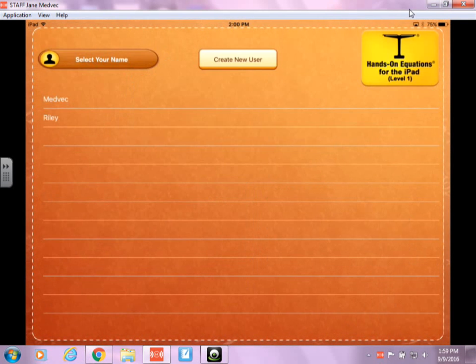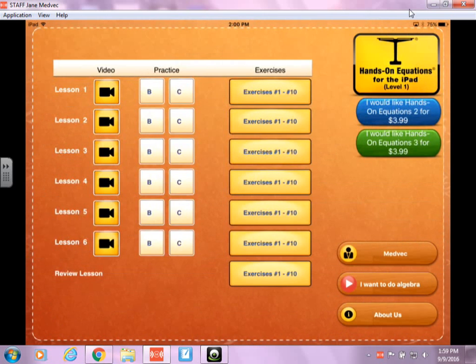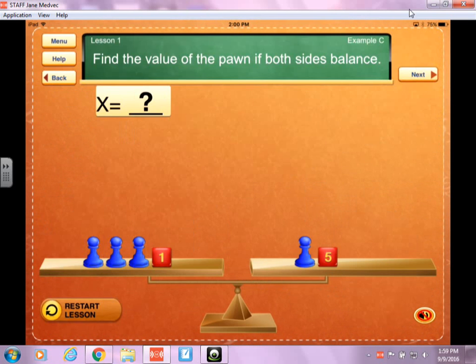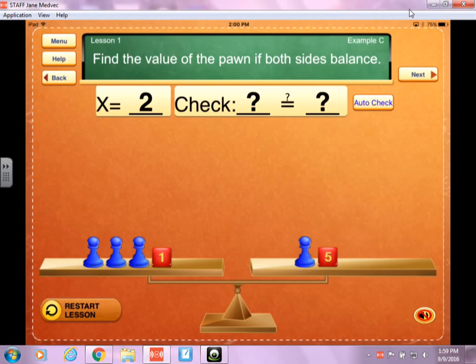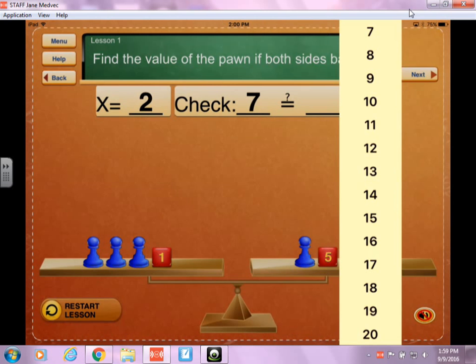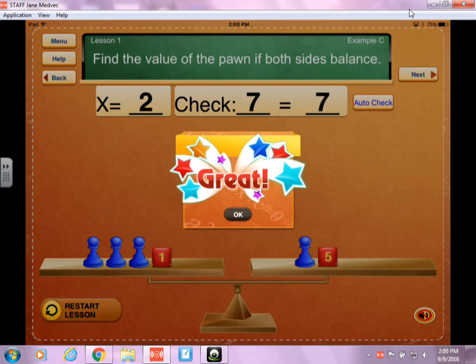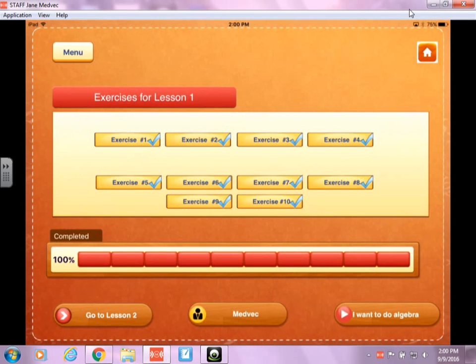Yeah, see, it kicked me out. I'm so excited. Okay, and I go to C, and what do I put in for X? What did we say it was? 2. 2, and at the bottom I got 7. 7 equals 7. I'm a star, okay? And then notice it opened up all my lesson. This is your homework, 1 through 10.